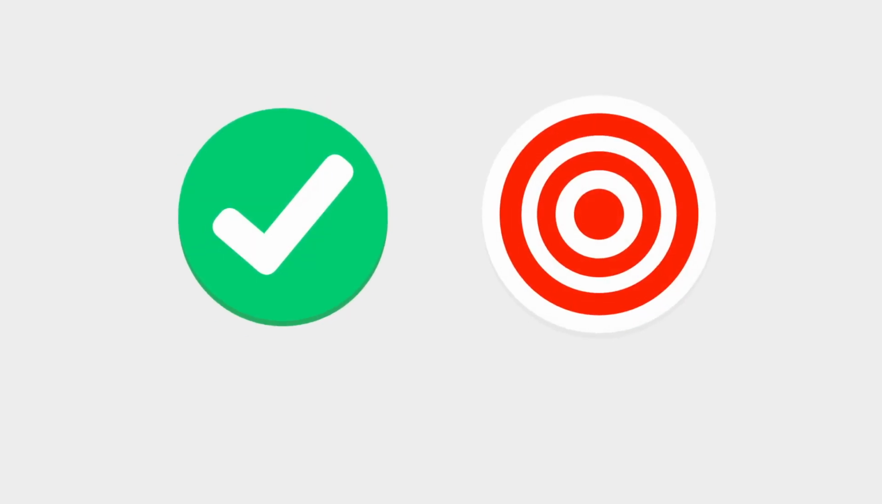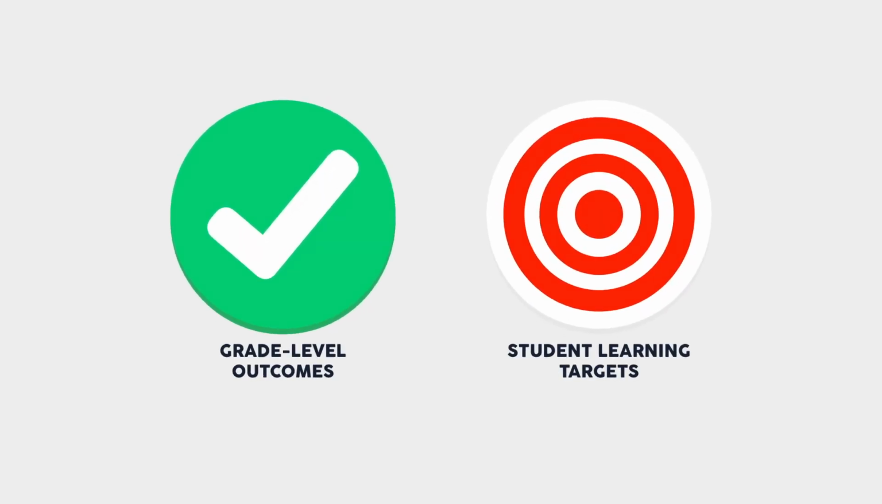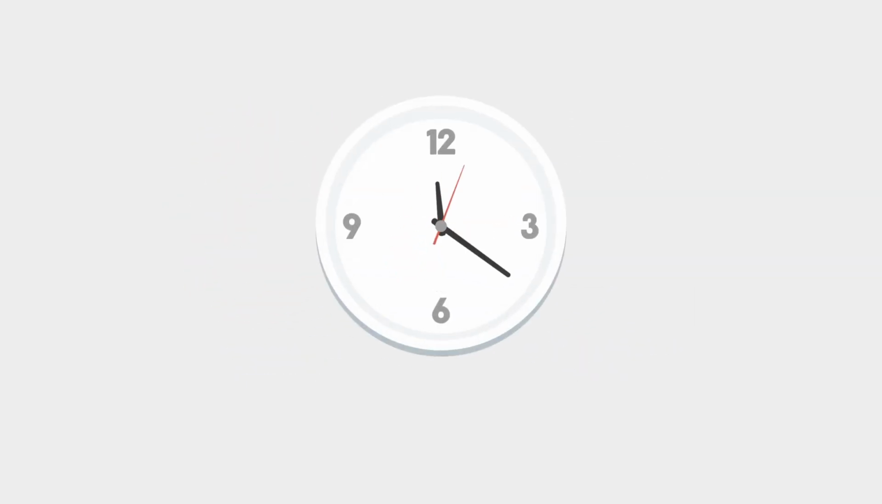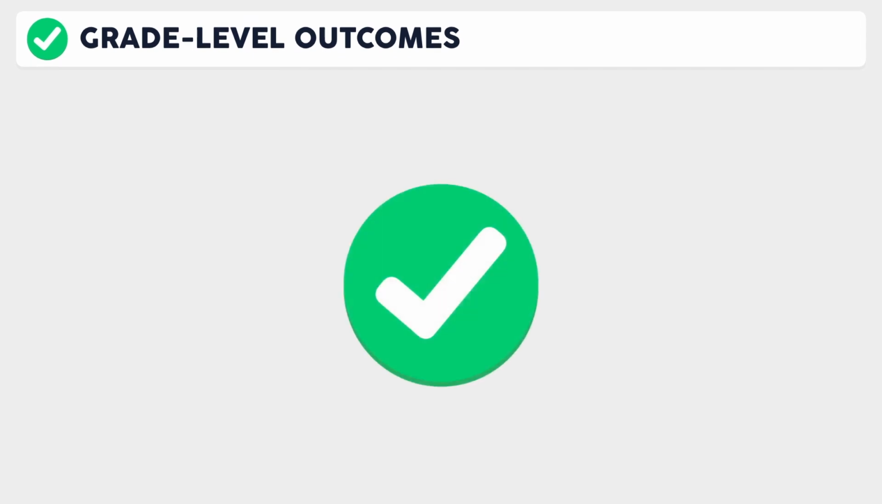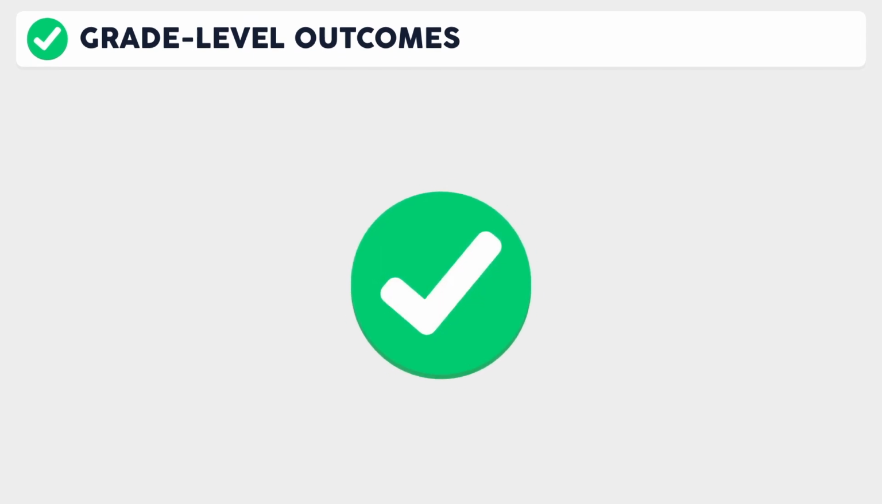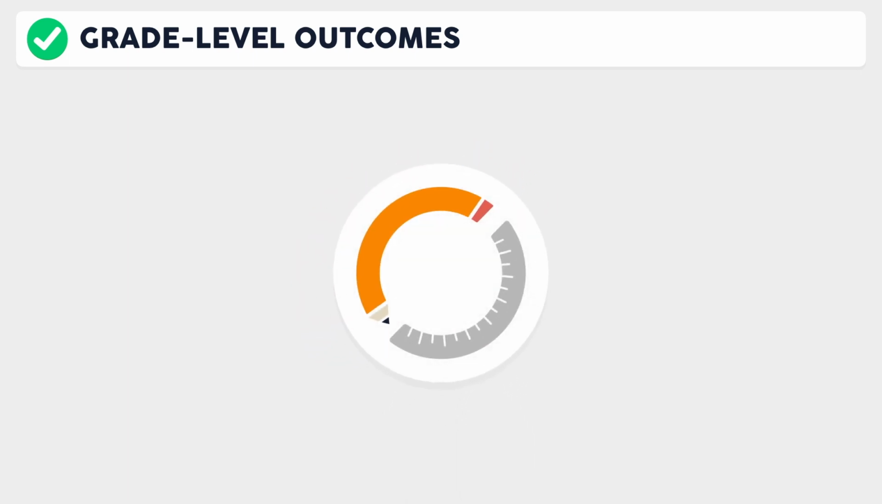Okay, so now that we have a better idea of the difference between grade level outcomes and student learning targets, let's take a look at when each gets used in the learning process. Grade level outcomes are used before the learning even begins. They're used by the teacher when that teacher is designing lessons and units within their physical education program.